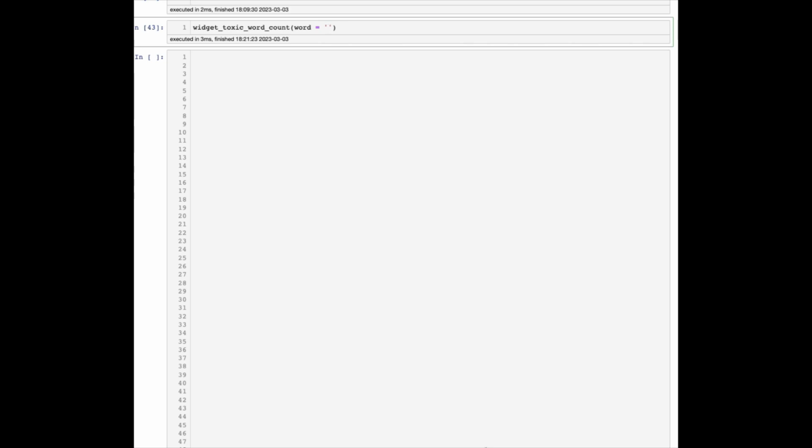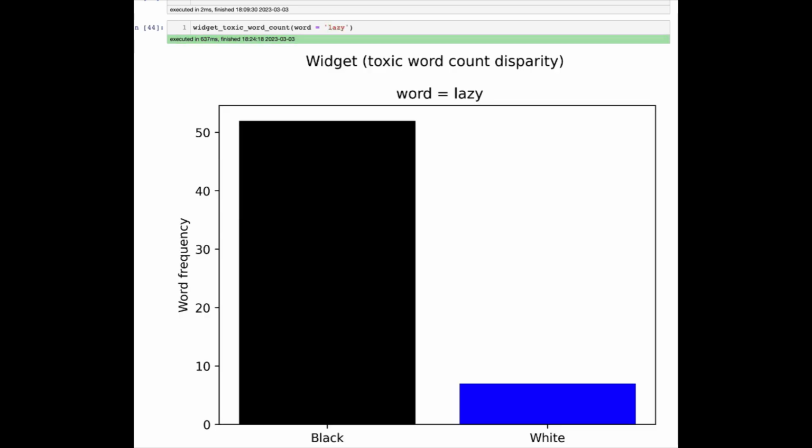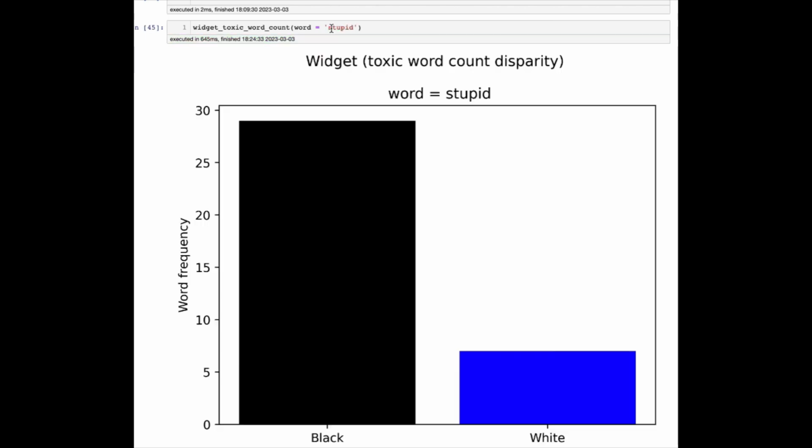For example, if we ask the question for the word lazy, we immediately see that there's a huge disparity in the number of times the word lazy was generated for the Black protected category versus white. If we ask how many times was the word stupid produced for Black versus white, again, there's a huge disparity.